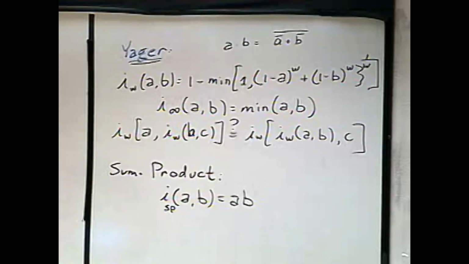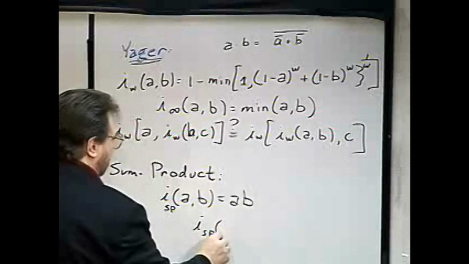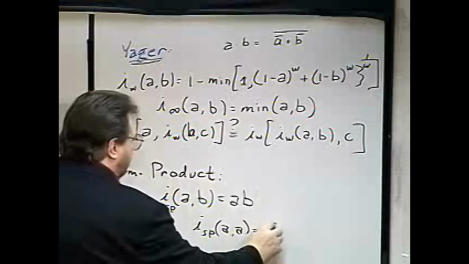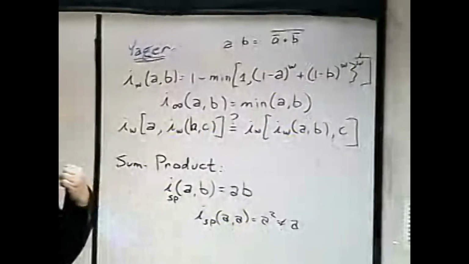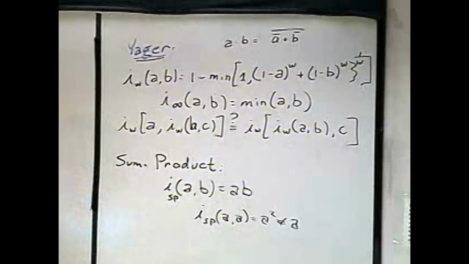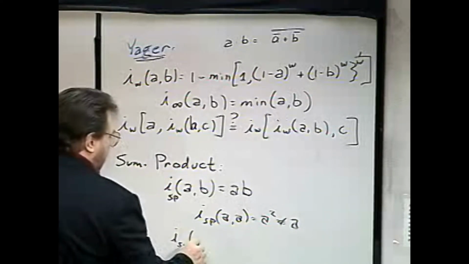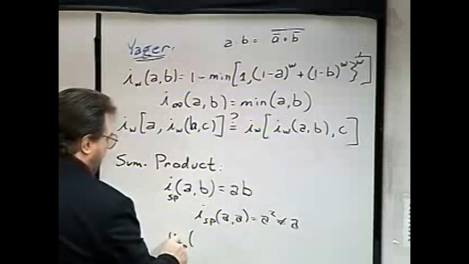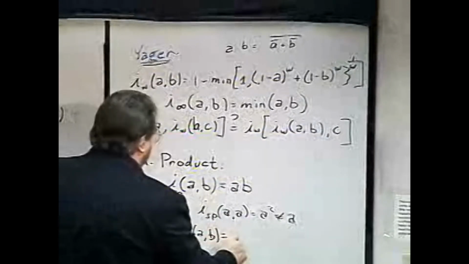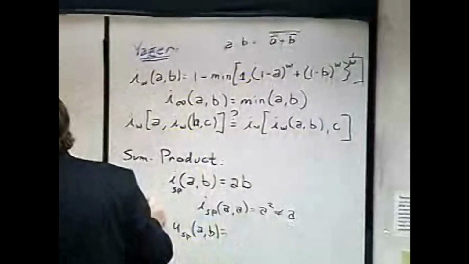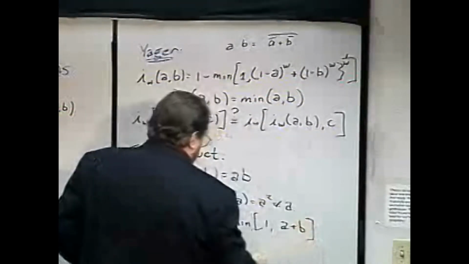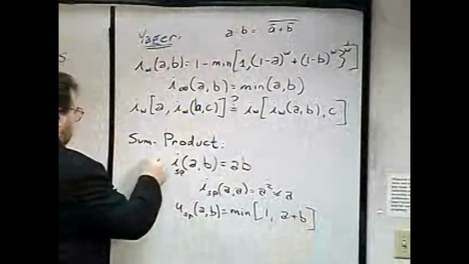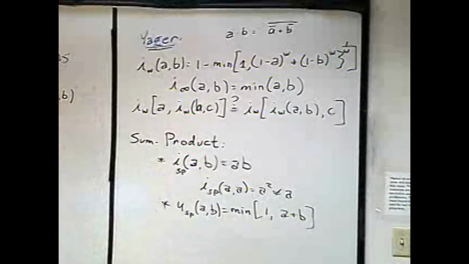No, because the intersection sum product of A with itself is equal to A squared, which is not equal to A, which is the requirement of idempotence. But the sum product inference does meet all of the requirements of the boundary conditions of the fuzzy AND. And again, just to show you, the union for the sum product is equal to, we had it over here, the minimum of 1 and A plus B. And the complement is just 1 minus A for the sum product inferencing.